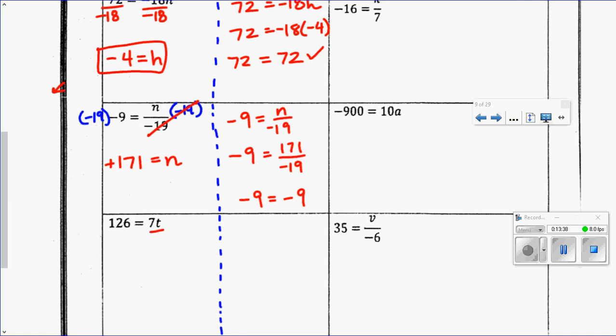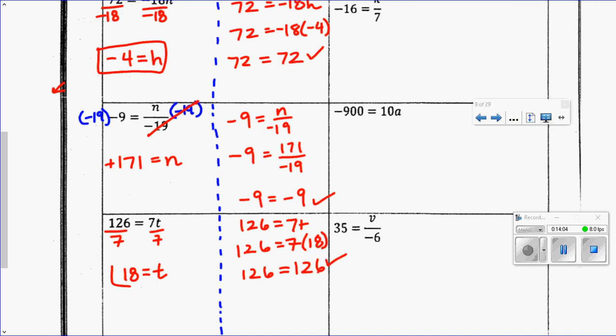And the last one, divide both sides by 7. 126 divided by 7 is 18. When I check my answer, it looks like this. Everything looks the same except I plug in 18 for t, and then I do 7 times 18, and that gives me 126. Okay, the rest of these pages are going to be done in class, so you can get a head start, but you don't have to. Make sure you circle any that you have questions on.